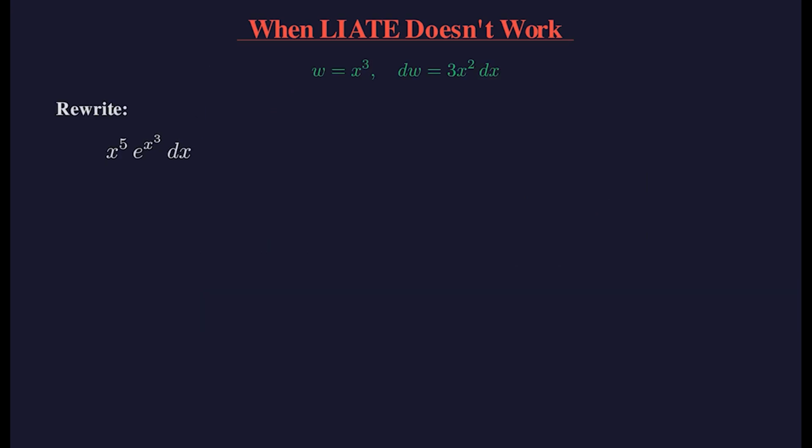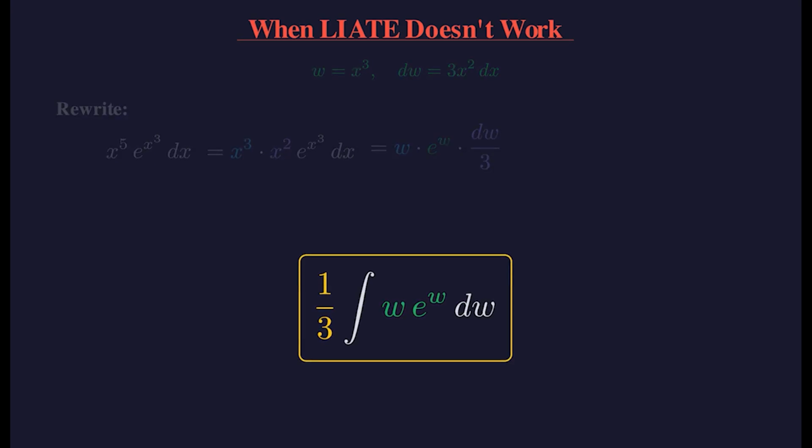So what? But what that means, guys, is that x to the power 5 times e to the power of x cubed dx is equal to x to the power 3 times x squared e to the x cubed dx, which means we have w times e to the w times a third dw. As you can see then, our integral clearly transforms into a third times the integral of w e to the power w dw.